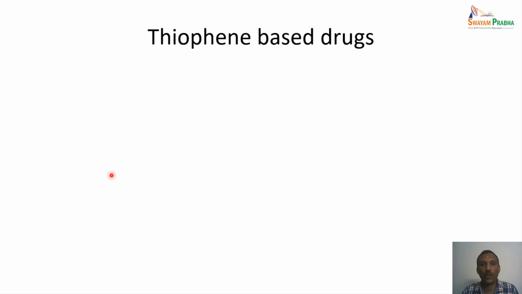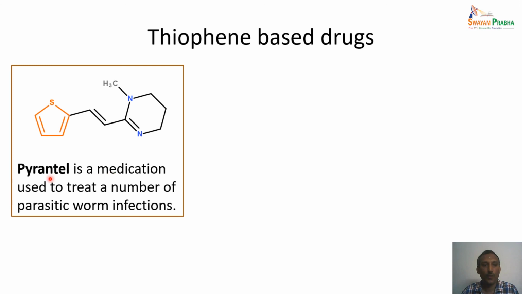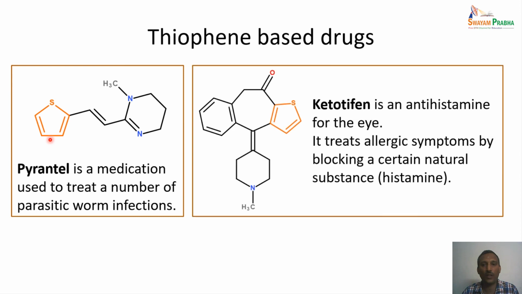And we also have a couple of thiophene based drugs. Pyrantel is a medication used to treat a number of parasitic worm infections. This is a thiophene unit which is present in this drug. And we also have ketotifen. It is an antihistamine drug for eye treatment. This generally treats allergic symptoms by blocking a certain natural substance, that is histamine. So this is basically an antihistamine, a histamine blocker. This has the thiophene unit present in this particular drug. So these are the various drugs based on thiophene.